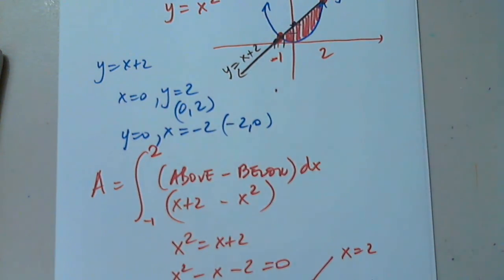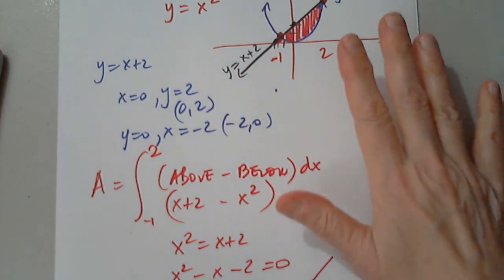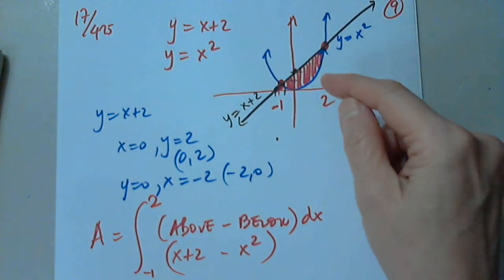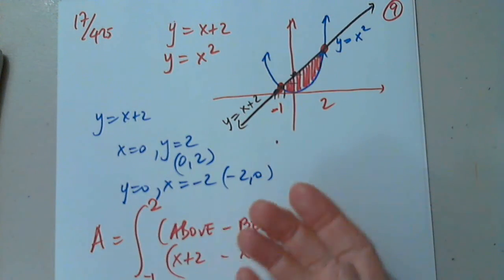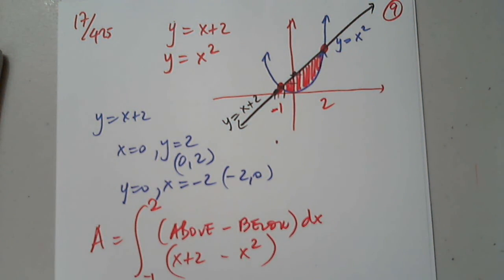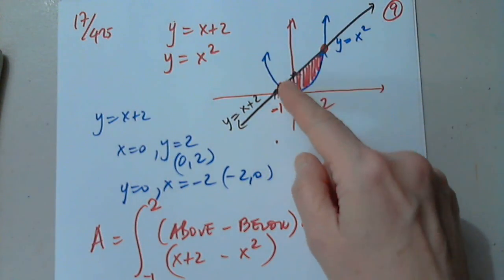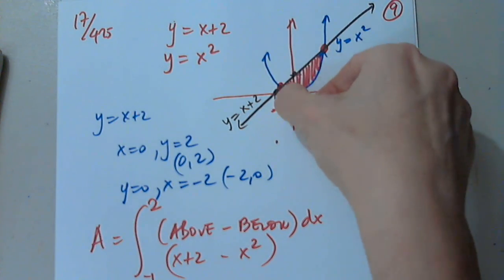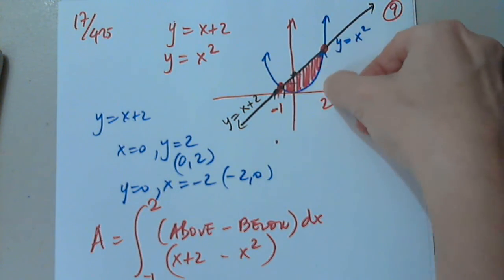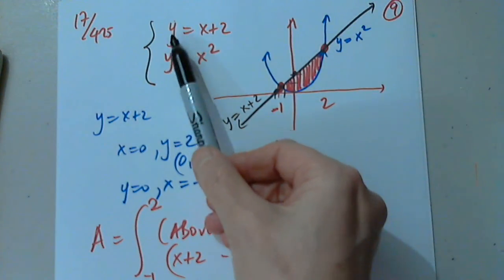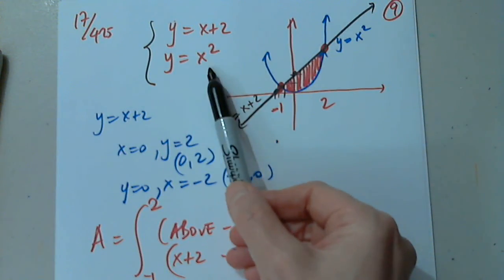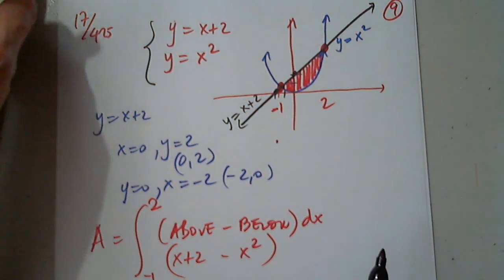Negative 1 to 2. So please understand, without graphing the functions and shading the area, this means nothing. Getting some integral by guessing, that's not what I'm interested in. So we have to graph both. I have to shade in the area. I have to find the limits of integration by solving the system. I use substitution because I have y and y, so I replaced this y by x plus 2. And then I find the integral.